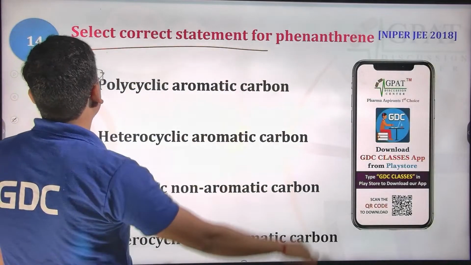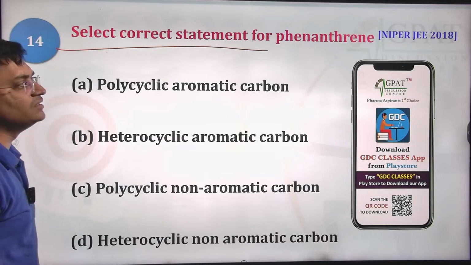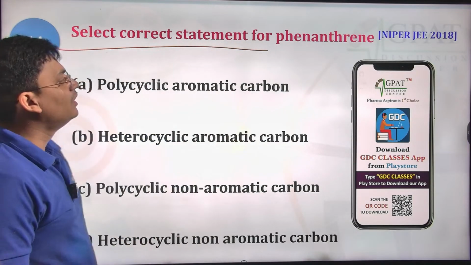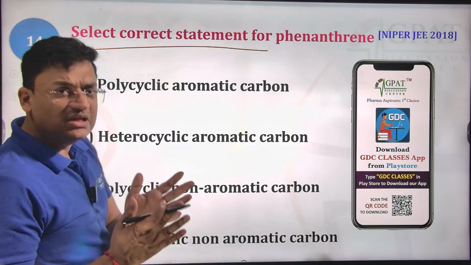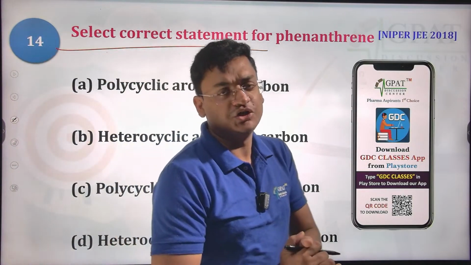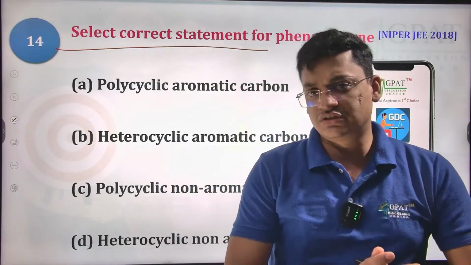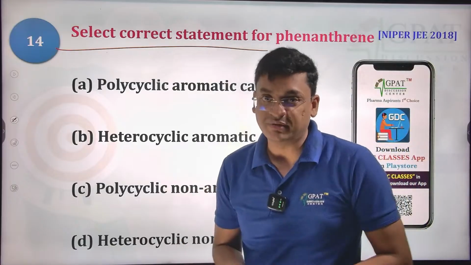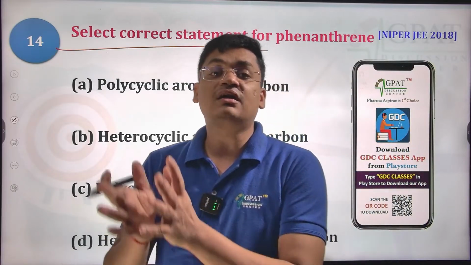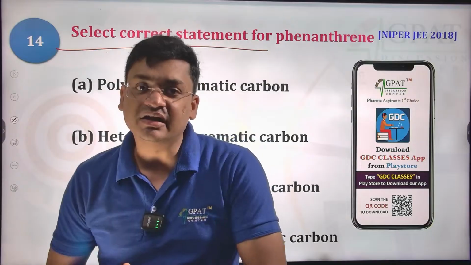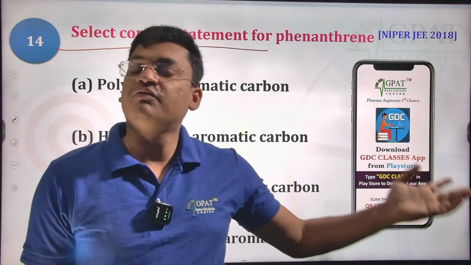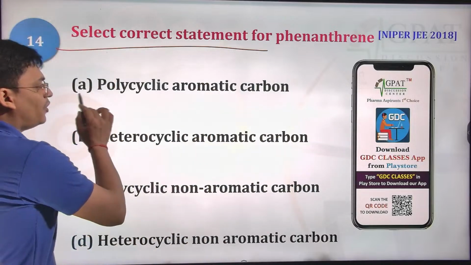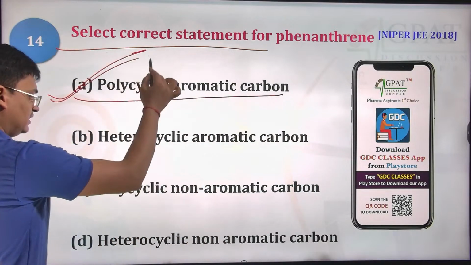Next question: select the correct statement for phenanthrene. It's a question from the NIPER 2018 examination. Phenanthrene is a polycyclic aromatic compound. It is comprised of 3 benzene ring systems with non-linear fusion of these 3 benzene rings. It is an isomer of anthracene. So polycyclic aromatic, okay, it's the correct one.